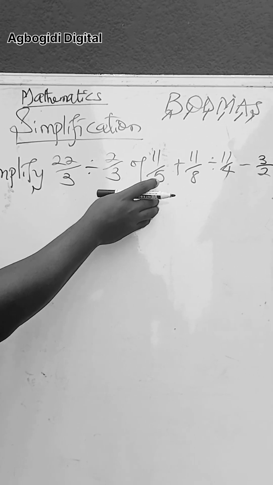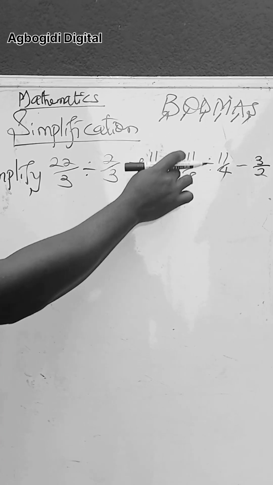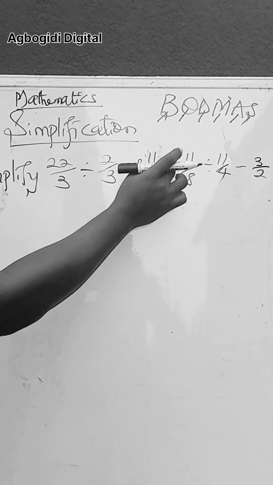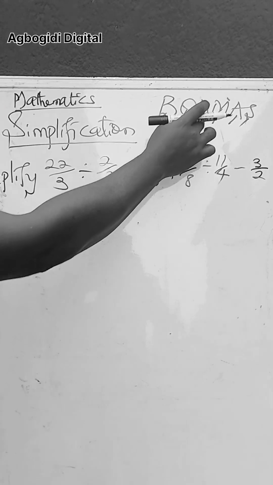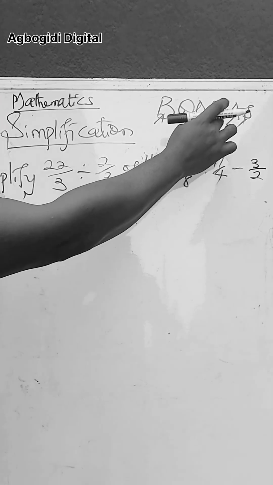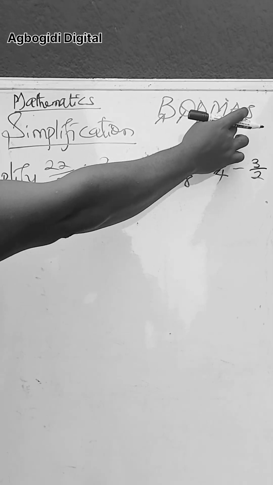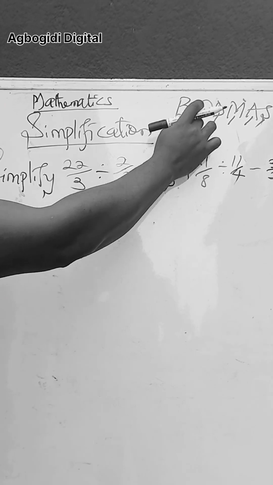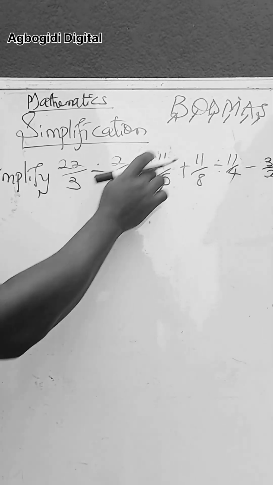As this question is given to you, you consider the question. Is there any bracket in the question? No. Is there any off there? Yes. Is there any division? Yes. We have two divisional signs here. Is there any multiplication? Is there any addition? And then this. So in this simplification, this will come before this, and this will come before this, until you finish.